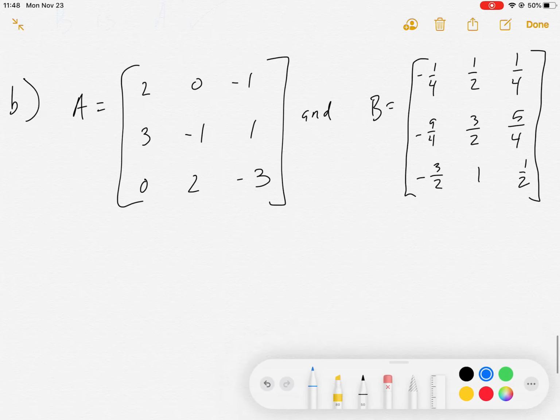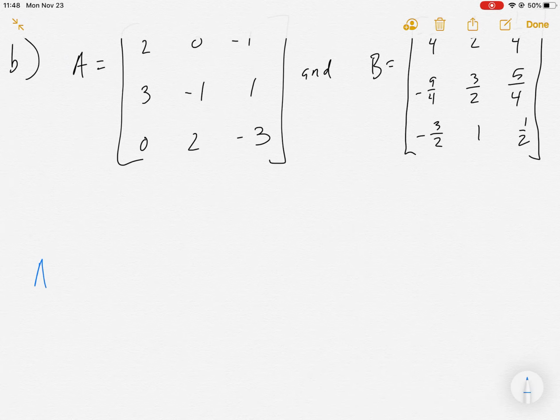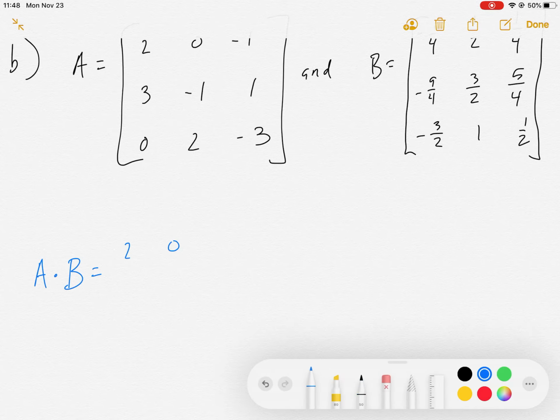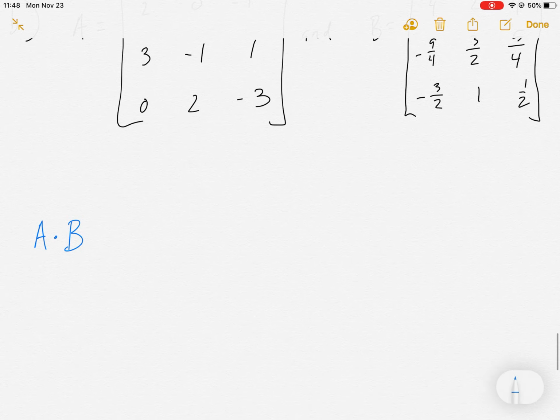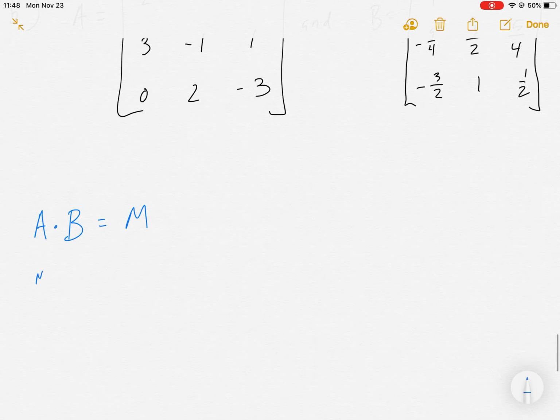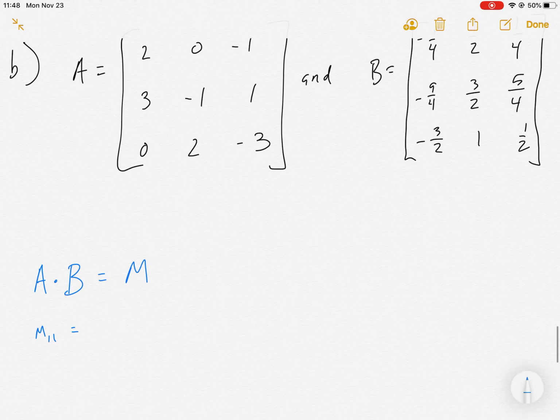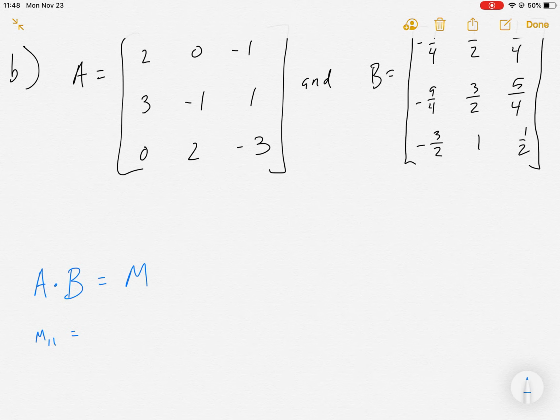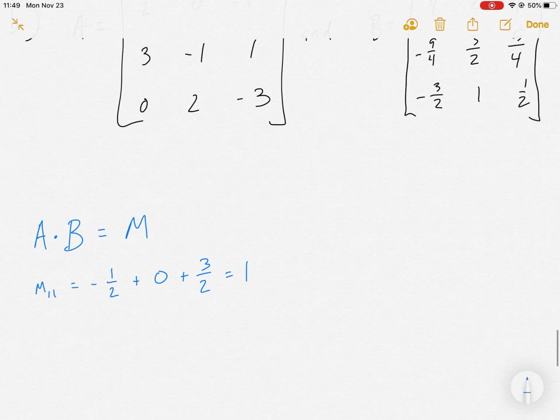Okay. So now in this case, our goal is to get the 3 by 3 identity matrix. Let's do a couple of these here. Let's see if it works. That's going to take too long to write out, so let's not do it. But let's say the answer is, let's just call it M for matrix. So for M1,1, going back to section 8.2 to understand this notation, it's going to be 2 times negative 1 half, plus 0 times whatever is 0, plus negative 1 times 3 over 2. So I get negative 0.5 plus 1.5, so that does actually equal 1, which is what I would like.